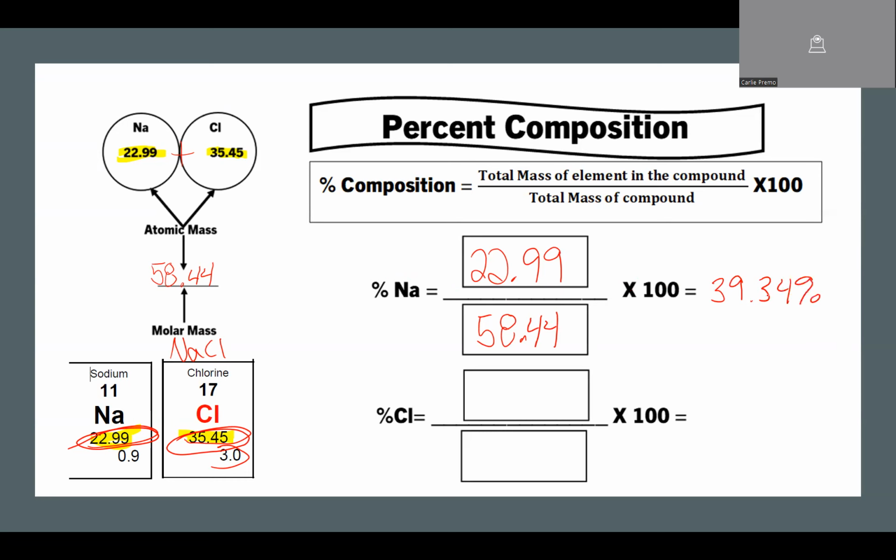39.34%. I'm just going to round to the hundredths place for all of these. You do not have to worry about sig figs here. So just two numbers after the decimal is what I would like. Next, there is the percent of chlorine.